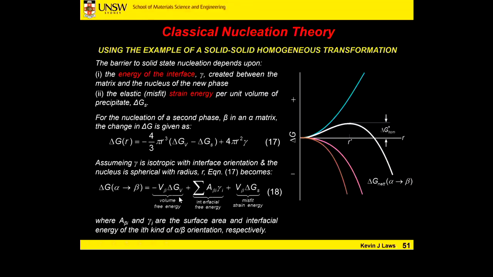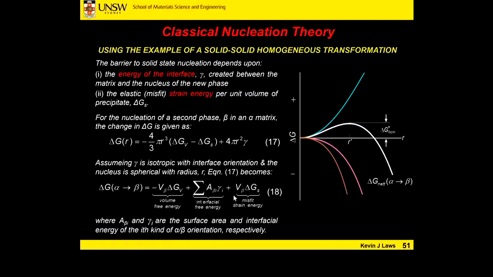This part here is identical to our solid-liquid case: the volume of our beta particle multiplied by the free energy associated with that volume, that phase. Again, that is this curve here, the pink one, plus our interfacial free energy. This is a multiplication of our area between our two phases, the interface between the two phases, multiplied by gamma I, our interfacial energy, which is again this part of the equation.